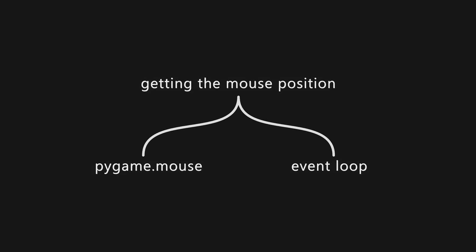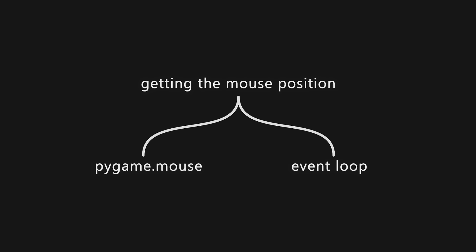And for that, Pygame has two different approaches. We could either target the mouse with pygame.mouse, or we could look in the event loop and check the events that check the mouse position. Those basically get you to the same position, but there are two different ways to approach it. And well, I'm going to demonstrate both.